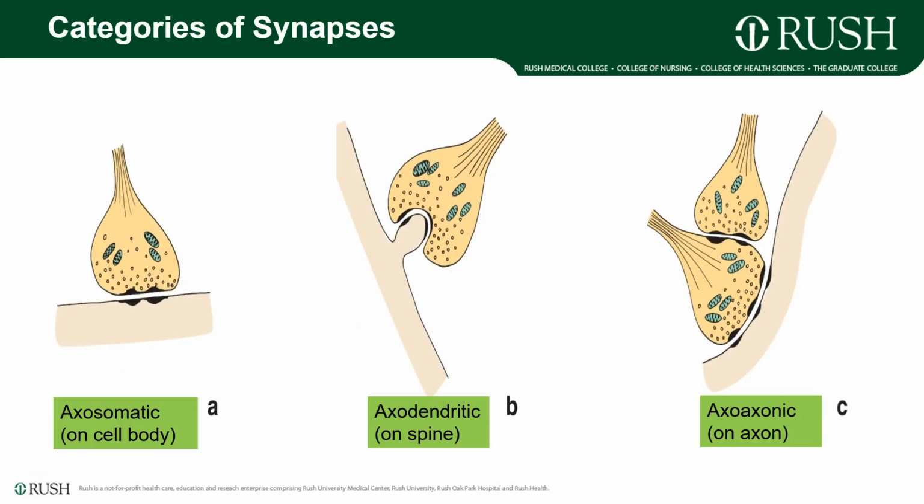There are different types of synapses, and you should familiarize yourself with them. They are referred to as axosomatic, in which case the axon is making contact with the cell body. Somatic means cell. There's an axodendritic, where axons are making connections with the spines on the dendrites. And then axoaxonic, where the axons are making contact with other axons. There is a third type, which is called dendrodendritic, which is not shown there, which is basically where the dendrites are making connections with each other.